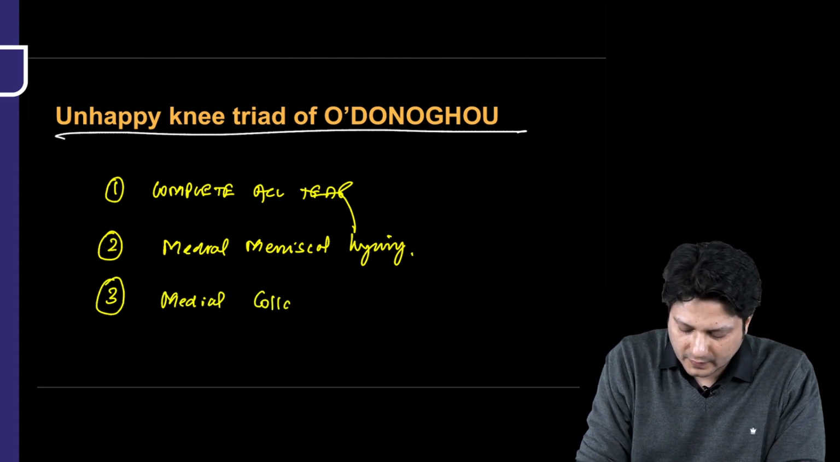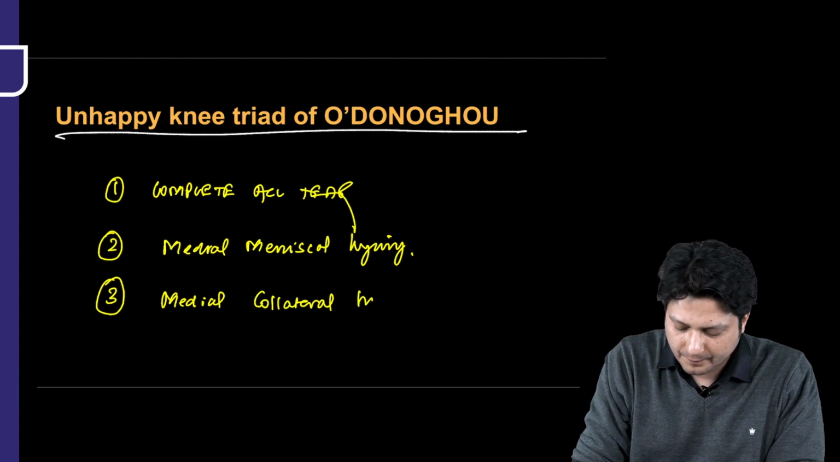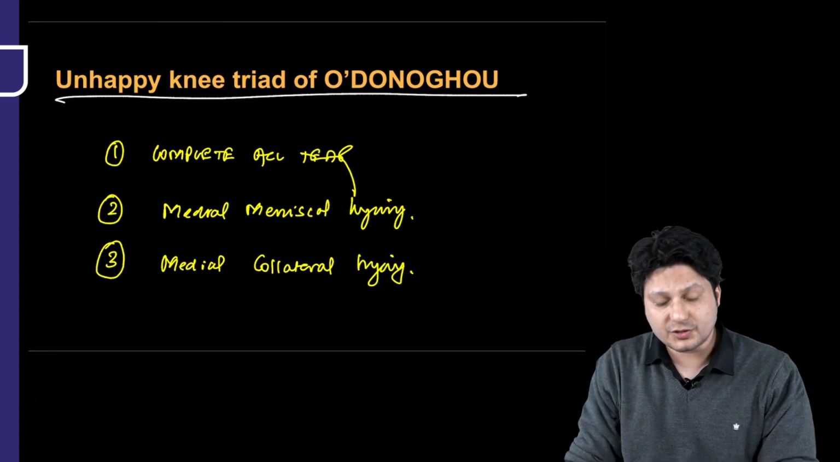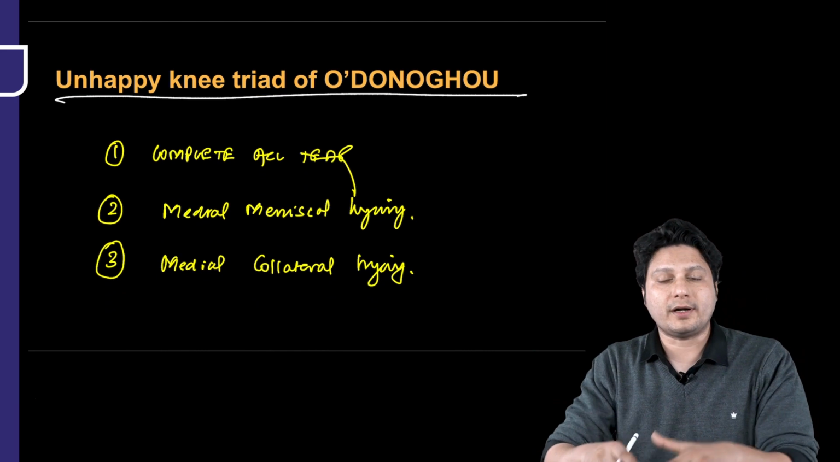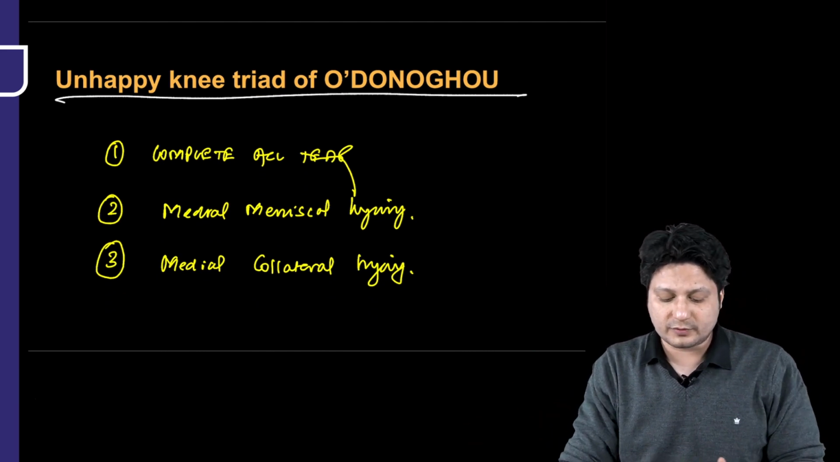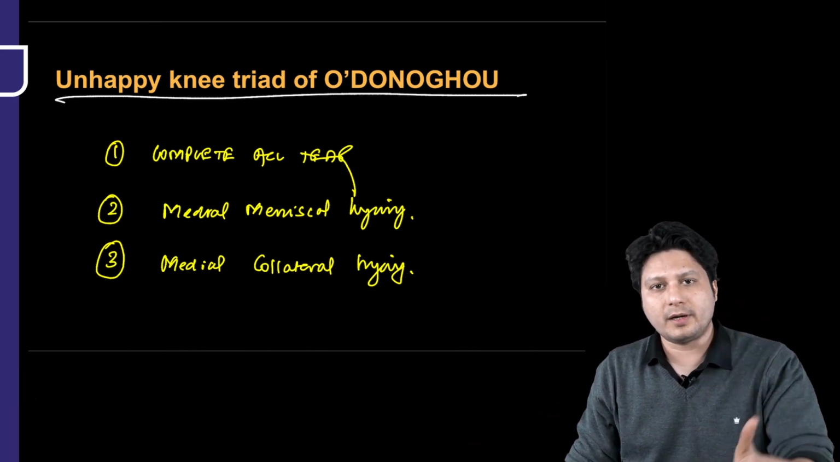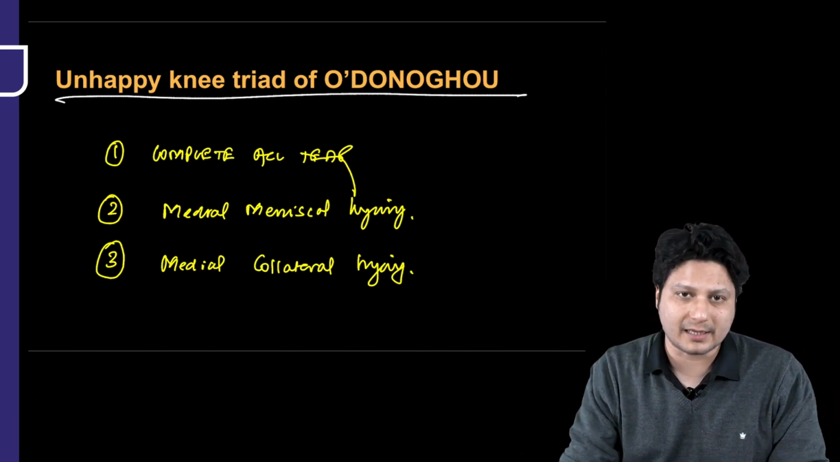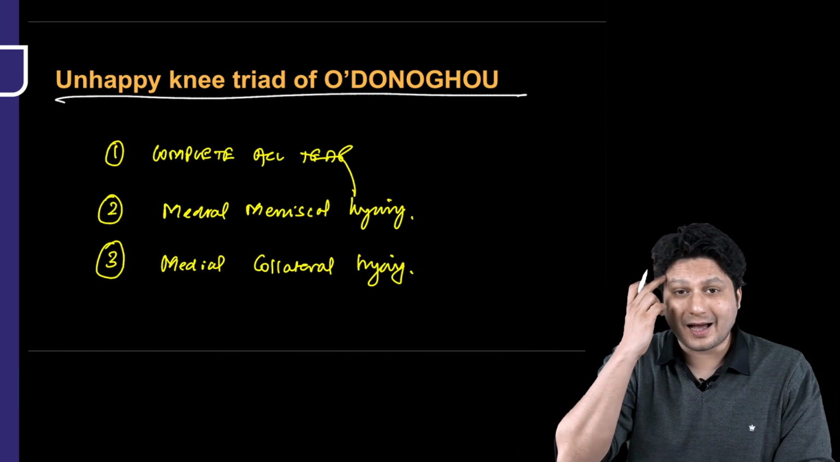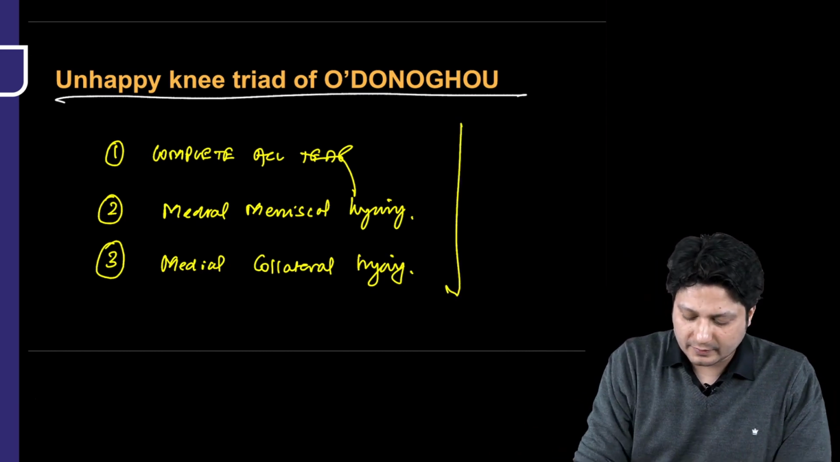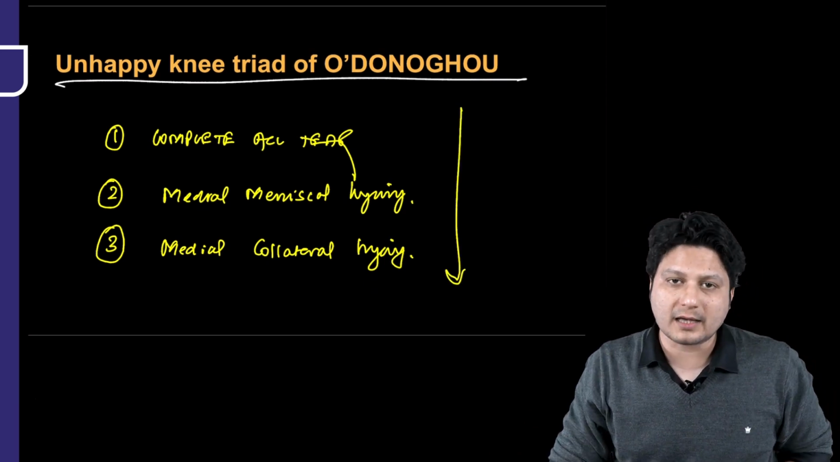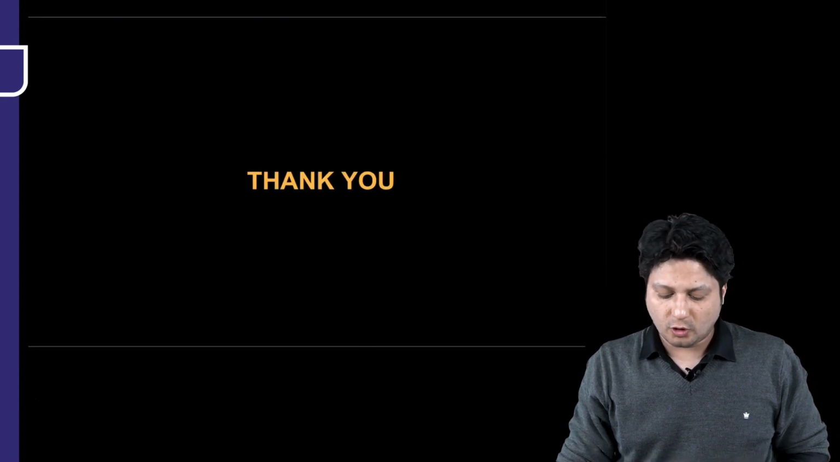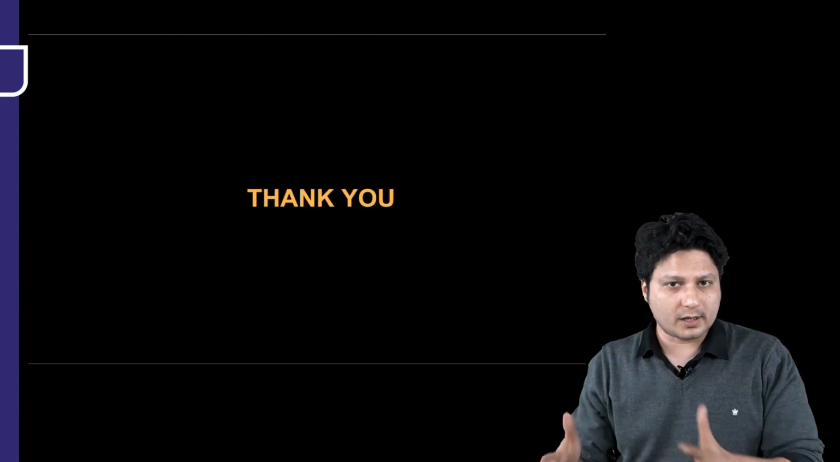All right. So in a single knee, if all these three structures are injured, then it will render the knee joint highly unstable. And because of this instability, the possibility of this knee joint to rehabilitate to a normal extent is extremely less likely. So that is why it is considered to be an unhappy triad of O'Donoghue. And this is the reason why this is also very commonly asked in your questions. So hopefully you have understood everything related to this lower limb trauma section.